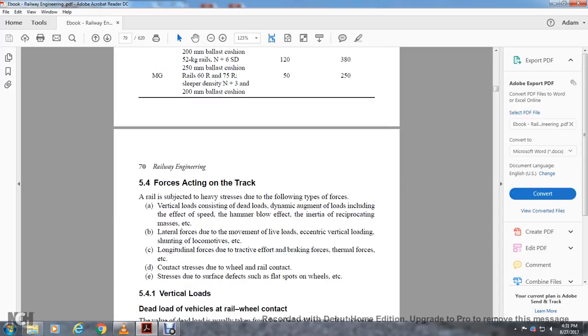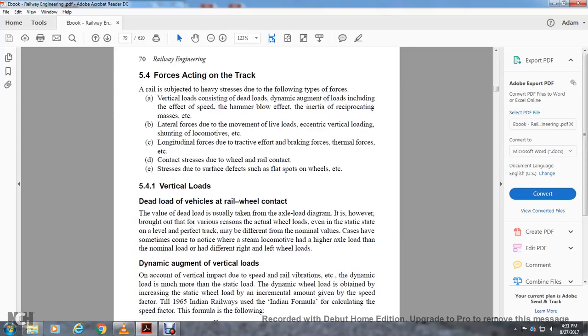5.4 Forces acting on the track. A rail is subject to heavy stress due to the following types of forces: vertical loads, consisting of dead loads and dynamic augmented loads, including the effect of speed, hammer blow effect, and reciprocating masses; lateral forces due to the movement of live loads, lateral loading, and shunting of the locomotives; longitudinal forces due to the tractive effort and braking forces, thermal forces, etc.; contact stress due to the wheel and rail contact; and stress due to surface defects as well as flat spots on wheels, etc.